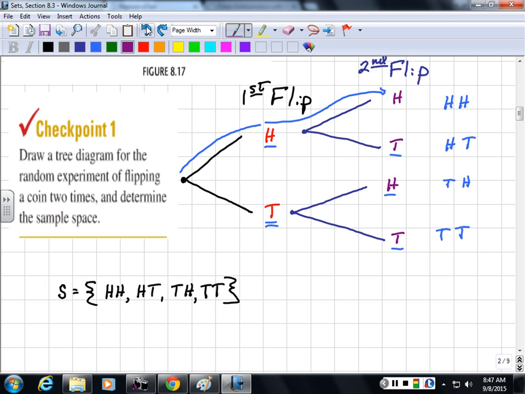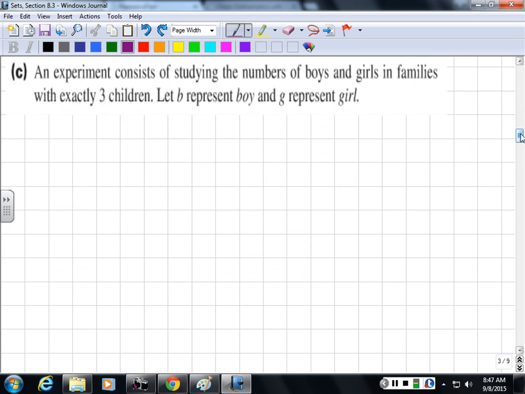Same thing happens here. I have 2 outcomes in each trial because I'm flipping the coin twice. That means I will take 2, raise it to the second power, and get 4. If I have 3 coins, or I'm flipping a coin 3 times, that means I will have a total of 8 outcomes, 2 to the 3rd power. And let's explore that by looking at this problem right here. An experiment consists of studying the number of boys and girls in families with exactly 3 children. Let B represent boy and G represent girl. What is the sample space? That's what I want to know.